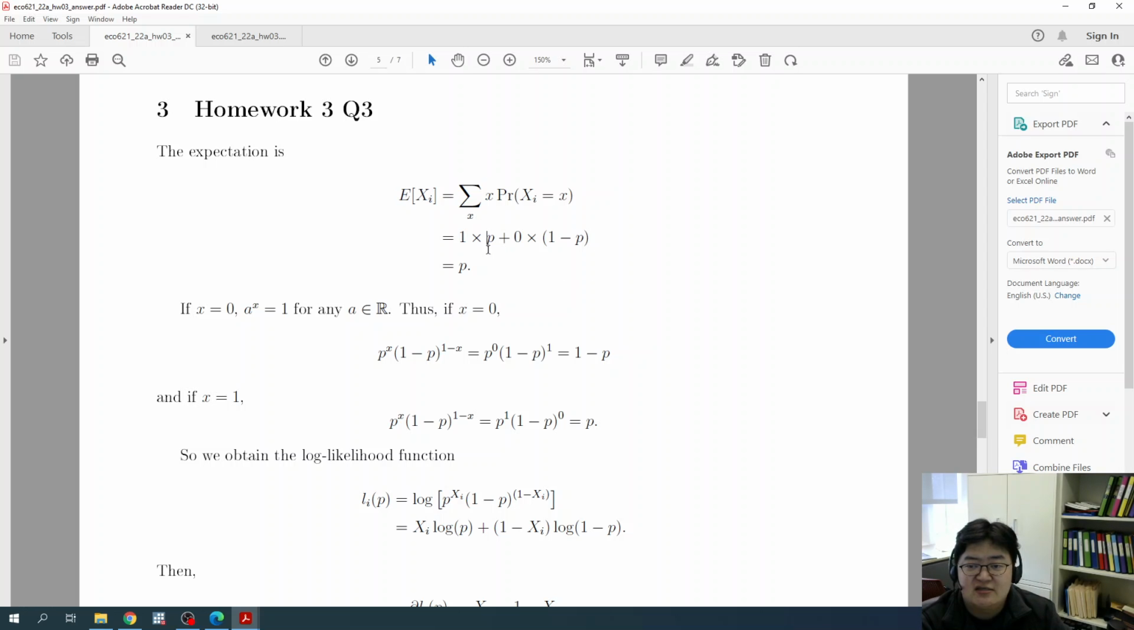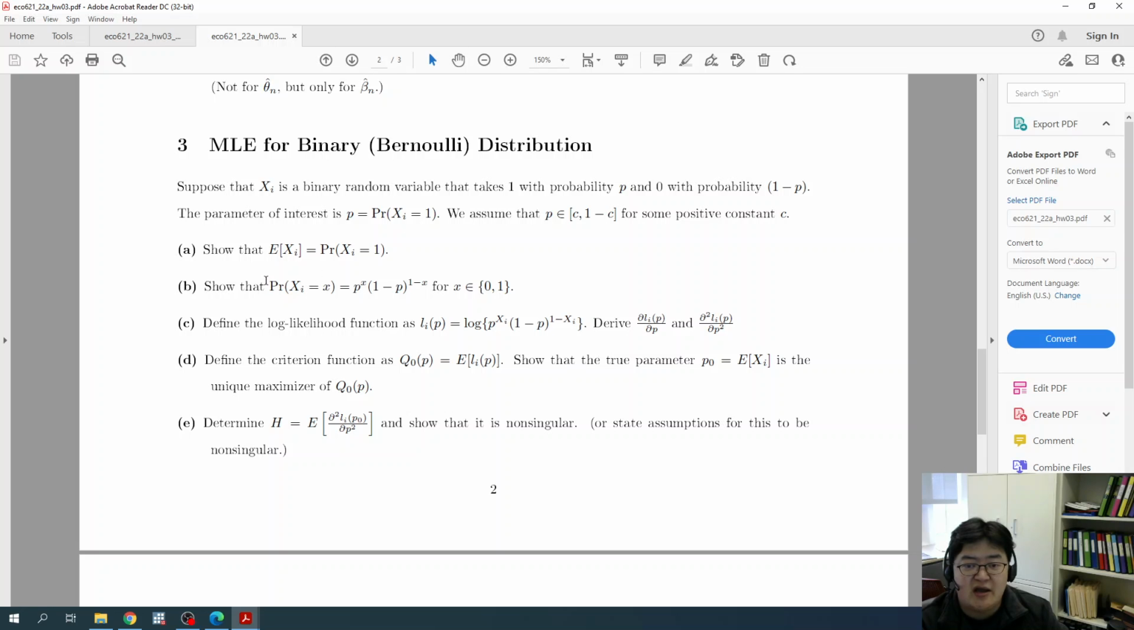Expectation is defined as an integration or summation. In this case, summation is enough. So simple, this is it. And this is by definition probability. So I have nothing much to say. It's this simple. And second, we'd like to write probability this way. This is the probability. And also it is simple. You can just check case by case when x equals 0 and x equals 1.